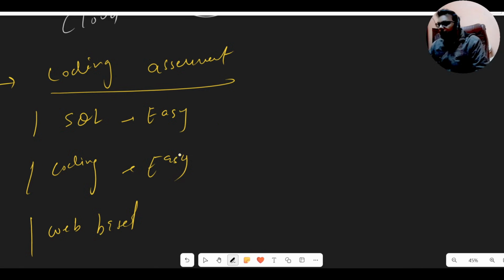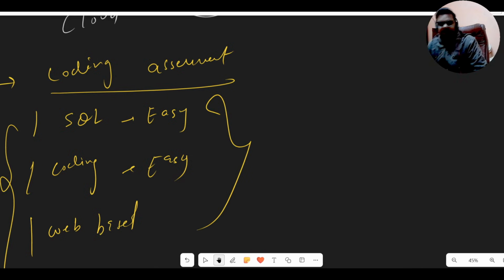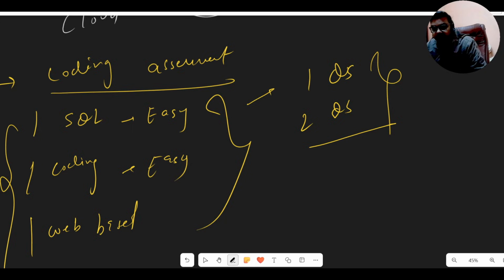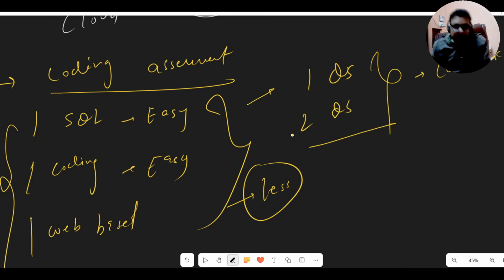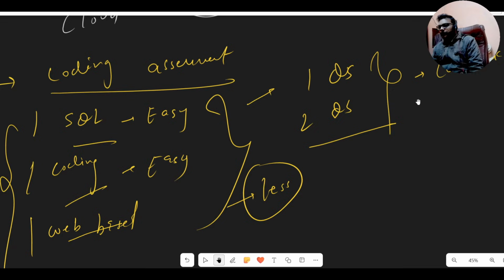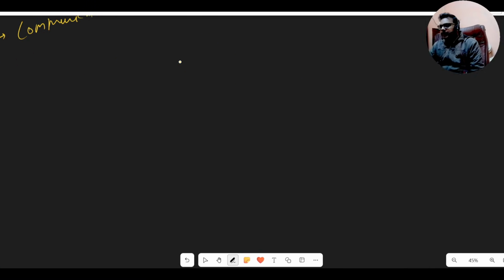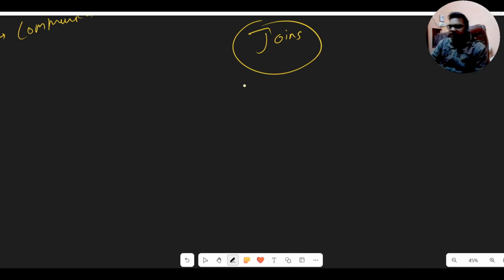Even if you do not perform very well in this assessment, suppose you clear only one or two questions, there are chances that you will proceed to the communication assessment. That's why the cutoff of this round is low, and the questions are also easy. For SQL, coding and web based, you can practice basic SQL syntax. Most of the time they ask SQL questions on joins, where you need to join two to three tables and then extract the data.